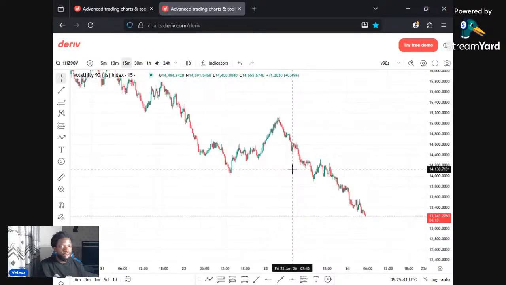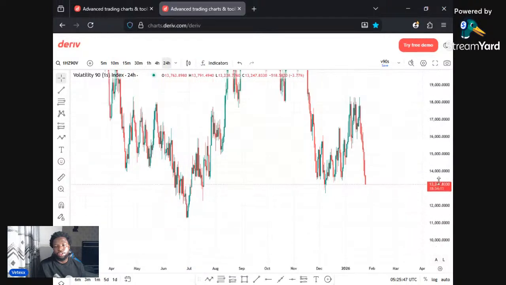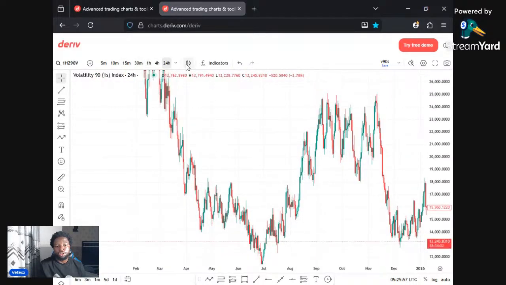V91S. What's happening on V91S? Starting from the weekly time frame, V91S is on a bearish move. It has been on a bearish move for months. Okay, and let's check out the 4 hour time frame. Let's check out the 24-hour time frame if it's showing us anything.